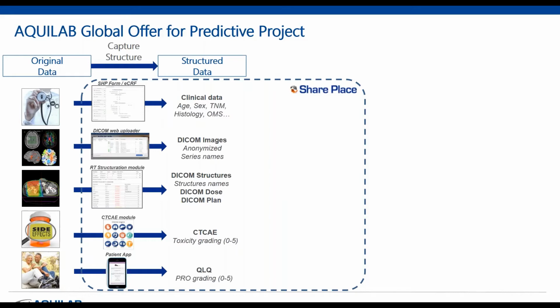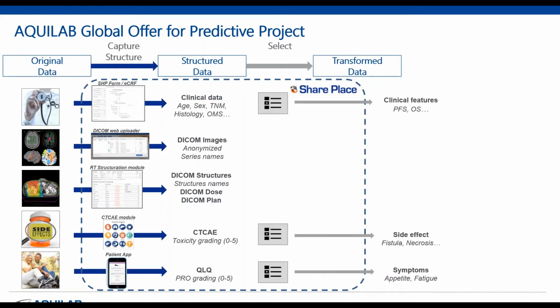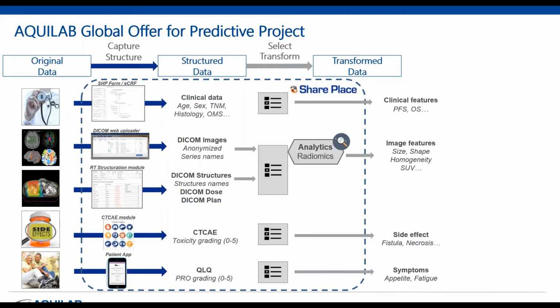So then when all the data are structured in the platform, we can transform the data for data mining. Some of them can be used directly, like the clinical data, the side effects, or the patient reported outcome. But for some of them, we have included transformation modules in the platform. For example, we have a radiomics analytics module, and based on the image and the structures, the DICOM structures, we can calculate all sorts of image features, like the size, the shape, and all the radiomics features currently used.